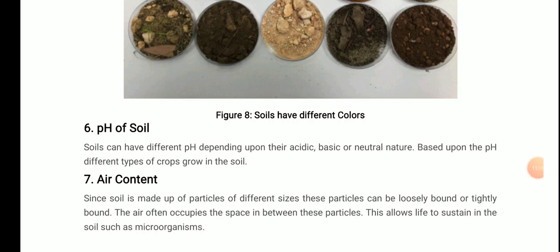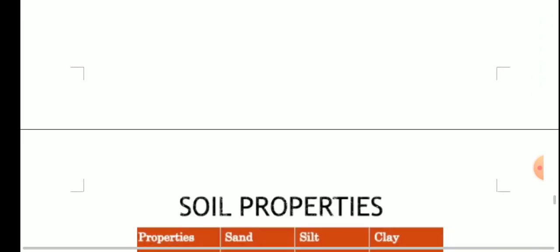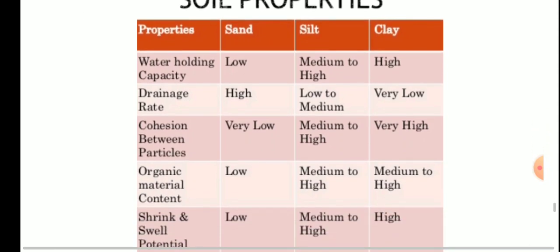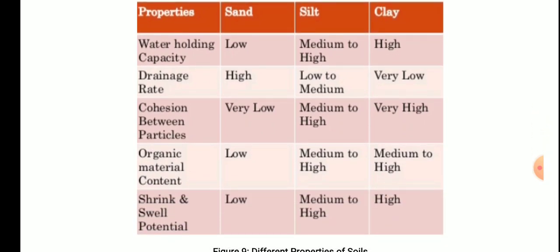So these were the different properties of the soil that we have discussed, for different types of soil. For example, for water holding capacity, we discussed that sandy soil cannot hold much water, but silt can hold a medium to high amount of water, and clay can absorb a very high amount of water. Drainage rate means the flow of water is high in sandy soil because it cannot hold the water, so it has a very high drainage rate. Silt is low to medium, and clay is very low.